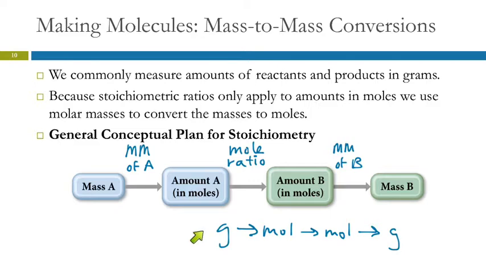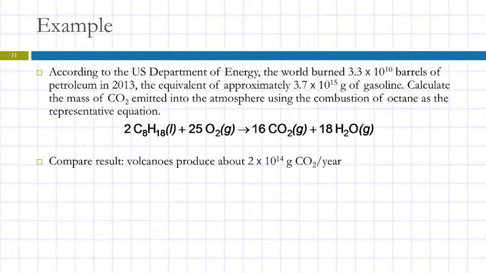And then we'll see that there are some variations on this. Sometimes we do something other than gram. We could do kilogram here. We could do kilogram there. We'll do some volumes and concentrations and different variations, but this is the basic path. Grams to moles to moles to grams. So let's see how that works.